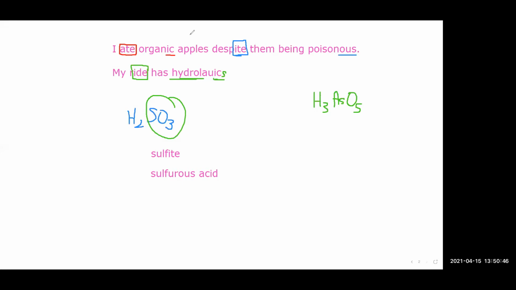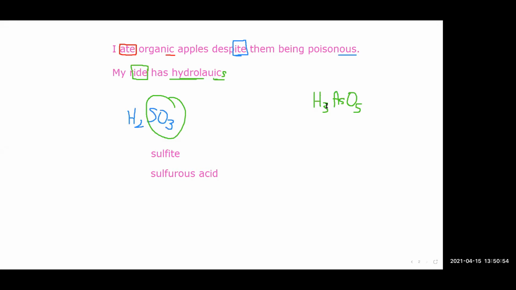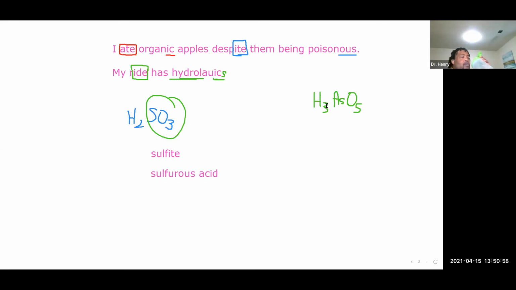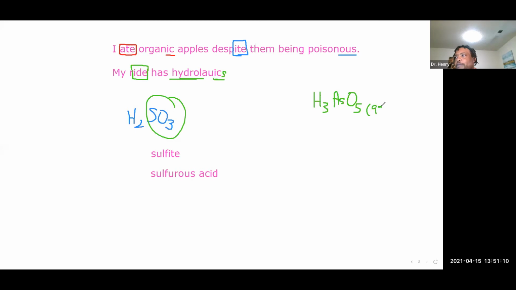H3AsO5. That's arsenate, right? Let me double check. Is it arsenate? No, it's hypoarsenate? Per arsenic acid? No, it isn't acid because they don't have an aq. I forgot my aq. Let me put the aq there. Thank you. Yep, now it has the aq. Got it.